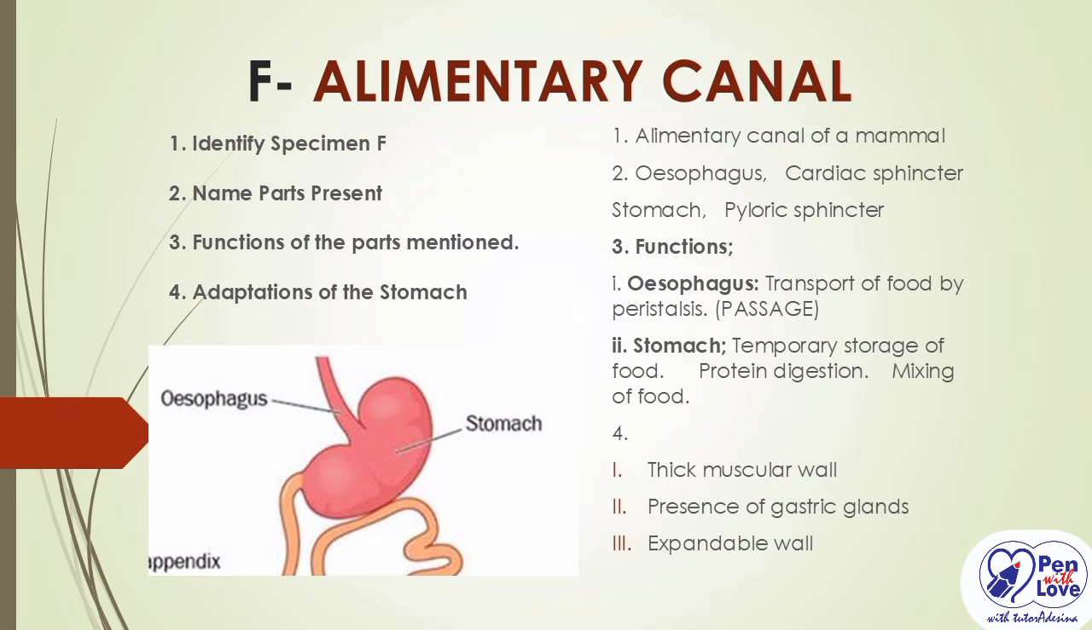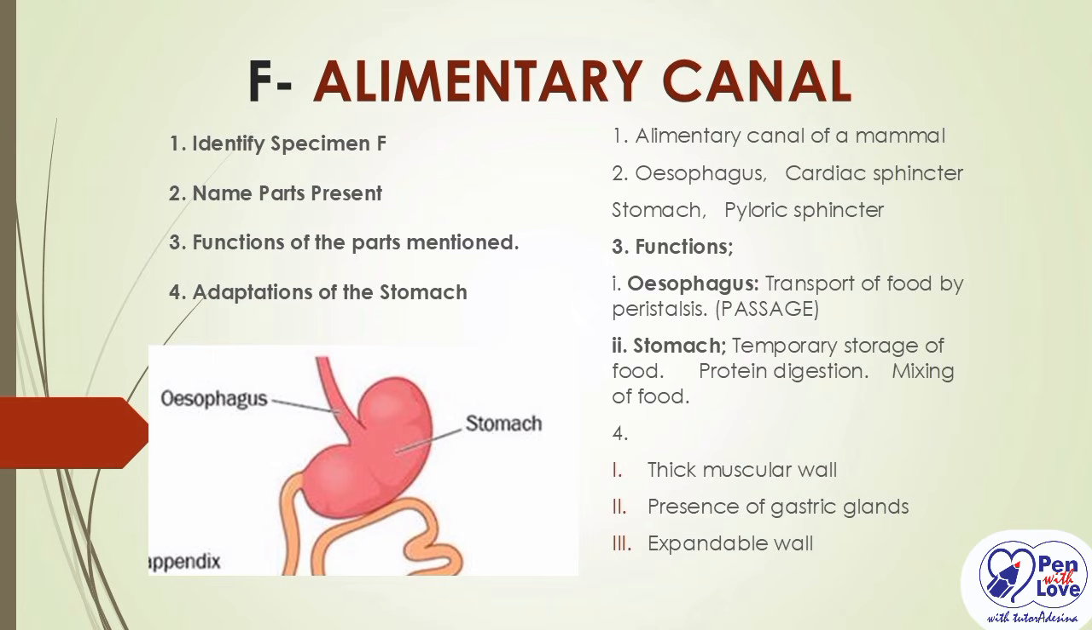Now let's look at the answers to those questions. If you are asked to identify the alimentary canal of a mammal, you don't know the kind of mammal, you don't know the type of animal they have given you. So you are just going to say alimentary canal of a mammal. That's all. Now, what are the parts present? According to the specimen, from the esophagus to the end of the stomach. So when you are identifying the specimen, you identify alimentary canal of a mammal, in brackets, esophagus till the end of the stomach.